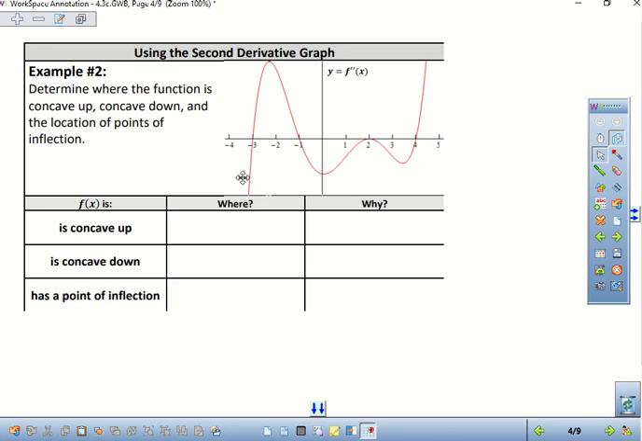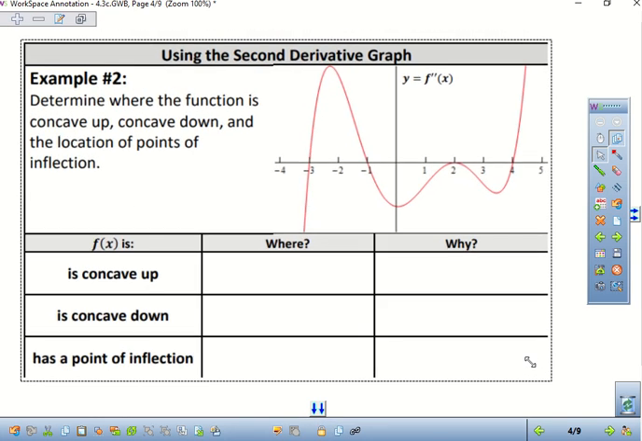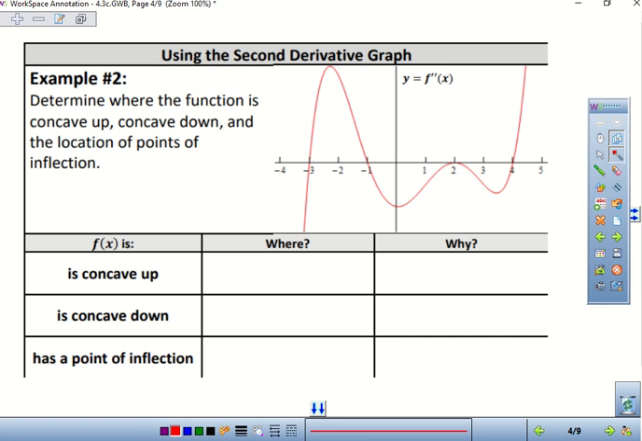All right, so for the next one, keep in mind, we're no longer looking at the derivative. What are we looking at? The second derivative. Now, this is not necessarily the same function or anything like that, so keep that in mind. This is a different function. We're looking at the second derivative, so we're looking at the derivative of the derivative. So this is going to be interpreted differently, okay?